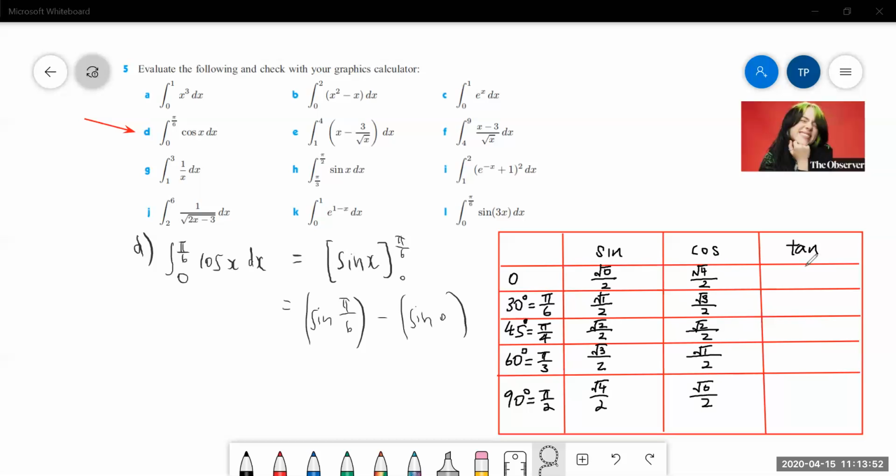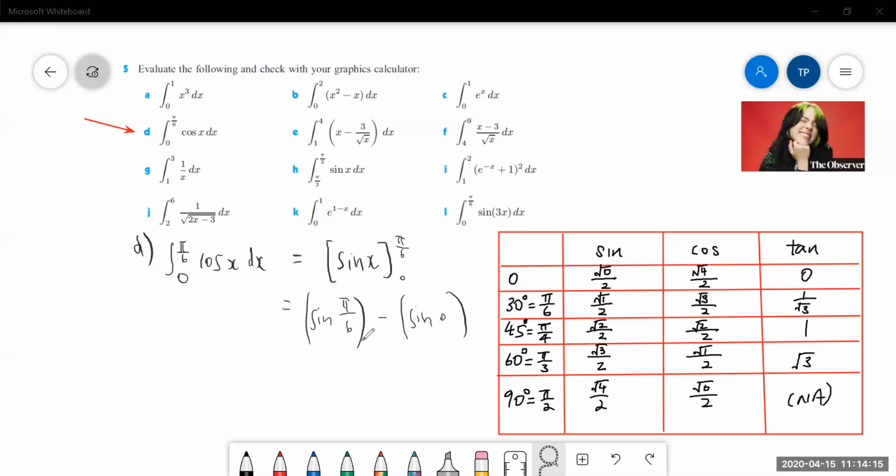So for tangent, it's just division. Just use sine 0 divided by cosine 0. In this case, you will get 0. This will get you 1 over square root 3. This will get you 1. This will get you square root 3. And this will be NA.